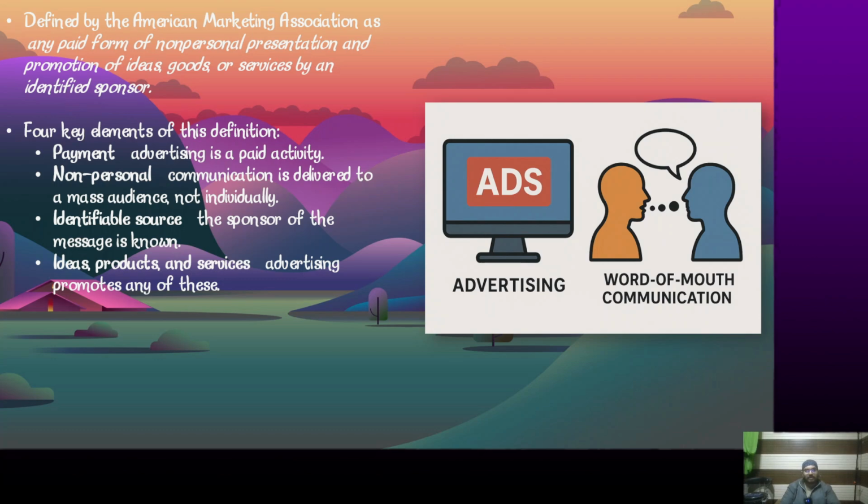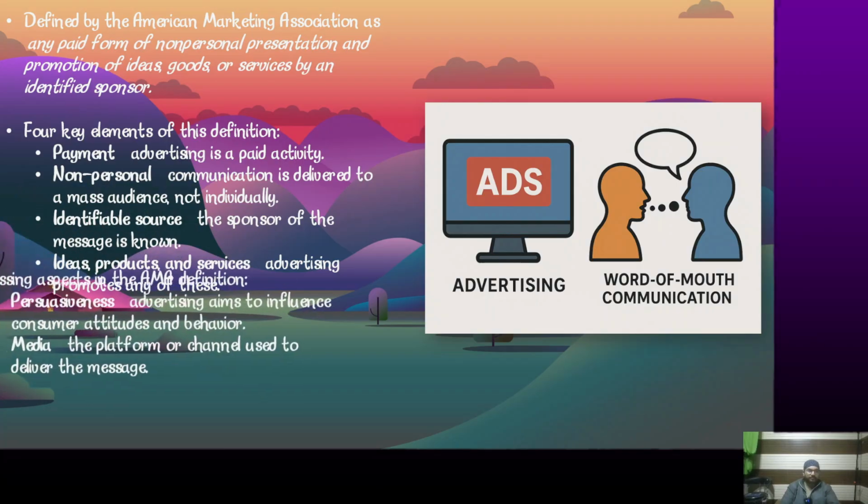Then the marketing through advertising has to be through an identifiable source. That is the medium you choose for advertising. That medium has to be a recognizable source. You cannot employ a medium which itself is unknown to the public. And finally, you have to advertise about an idea or a good or a service. That is, there has to be an object of your advertising.